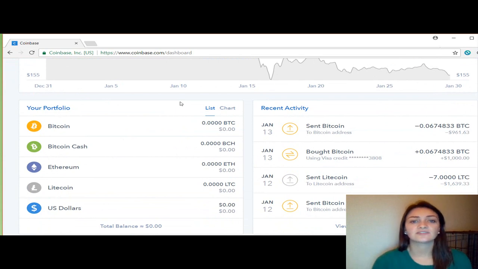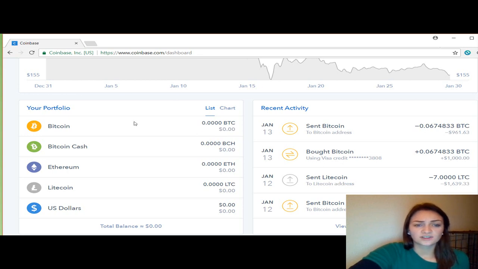I currently do not have any money on Coinbase, which is why I'm not really afraid to show it off. I move all my money to hardware wallets or just off of this exchange in general. So on the right, you can see your recent activity.